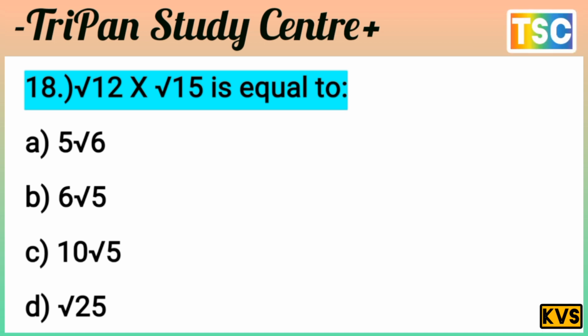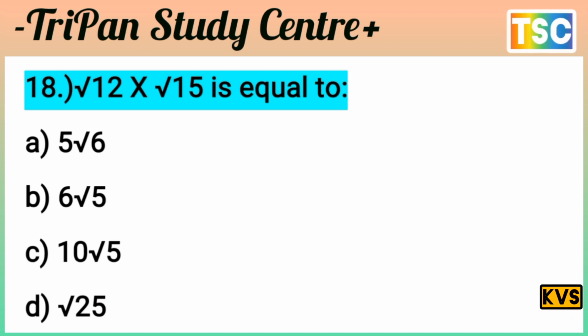You know that root 12 into root 15. Factorize here. 12 factorized is 3 into 2 into 2, okay? And 15 is 3 into 5. It means there is a pair of 2s and a pair of 3s here. It means 6 comes out. And root 5 remains. The B option is the correct answer, because 6 is here and root 5 is here.